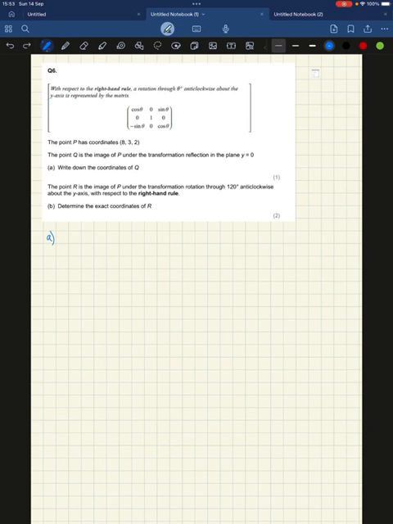Now the point P has coordinates 8, 3, 2. It's transformed to point Q under a reflection in the plane y equals 0. Write down the coordinates of Q. Now remember the matrix for y equals 0. The x and z axes are invariant, so it's going to be 1, 0, 0, something, 0, 0, 1, and the transformed j vector was 0, minus 1, 0.